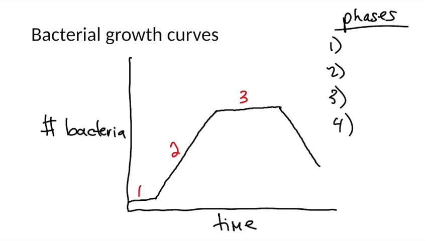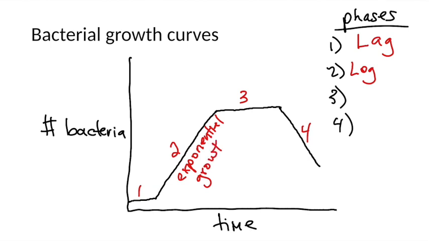1, 2, 3, 4. The first phase is what we call the lag phase. Lag like lagging because not much is happening. The second phase gets called the log phase because the bacteria at this point are in exponential growth. They are growing as fast as they can. We say log because it means the same thing as exponential. The third we call the stationary phase. And the fourth, you could probably guess if you thought about it, this one is called the death phase.